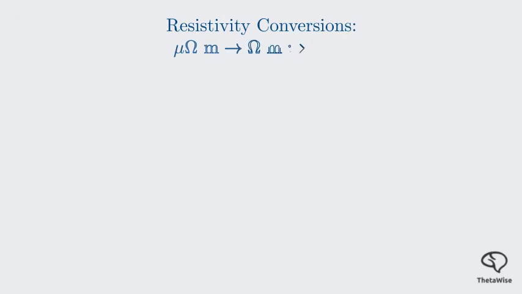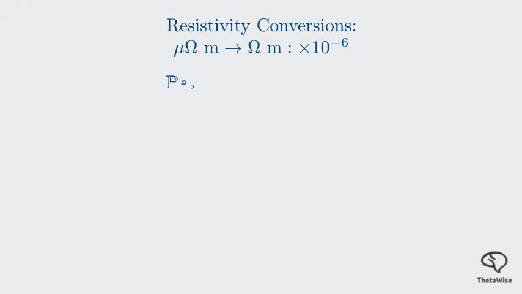Resistivity is often given in micro-ohm meters or micro-ohm centimeters. The Greek letter mu stands for micro, which means 10 to the power of minus 6. So if you have 0.017 micro-ohm meters, you multiply by 10 to the minus 6 to get 0.017 times 10 to the minus 6 ohm meters.